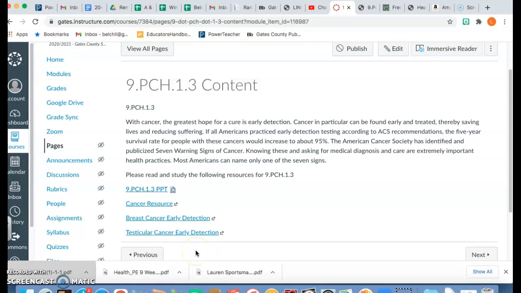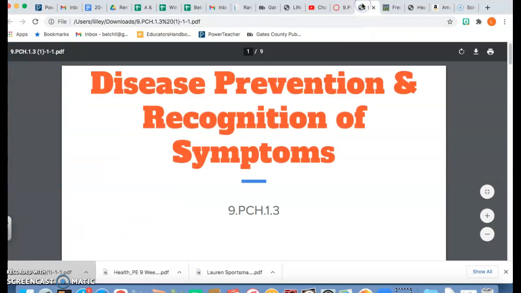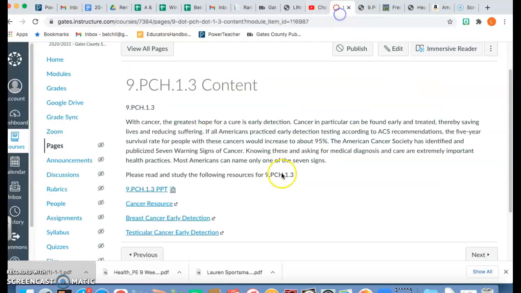Today we're going to cover 9.PCH.1.3 content. This content is about preventing disease, making decisions, and trying to help slow the process of maybe getting a disease. And it's going to be talking about the prevention and recognition of symptoms. Of course, we're going to go over this PowerPoint right here. And then there are 3 websites that you can view anytime on your own time.